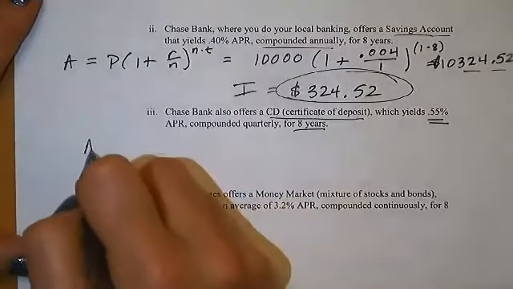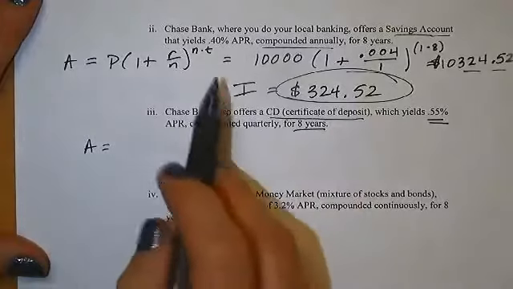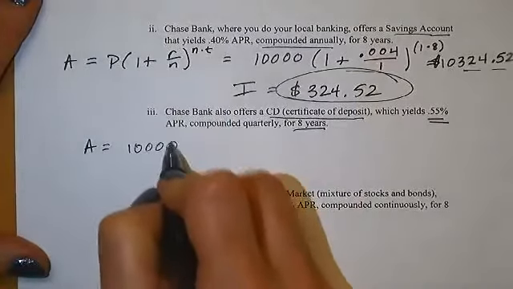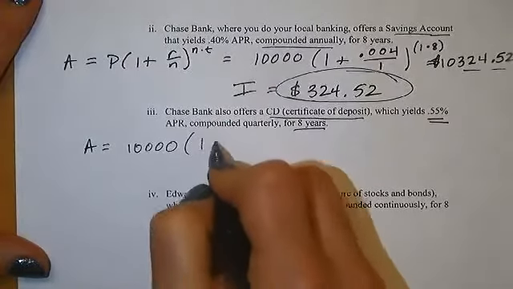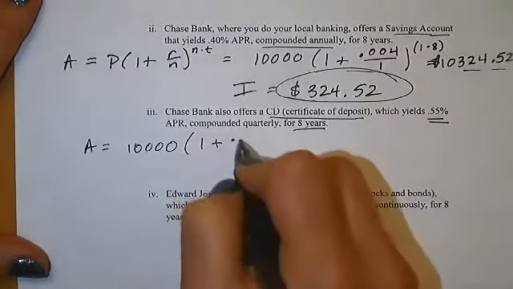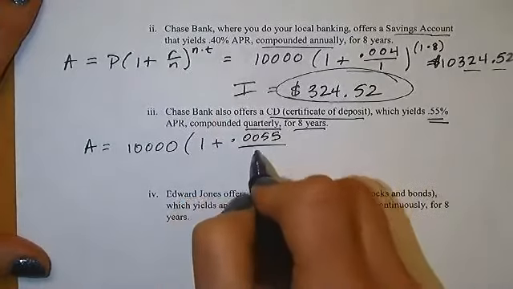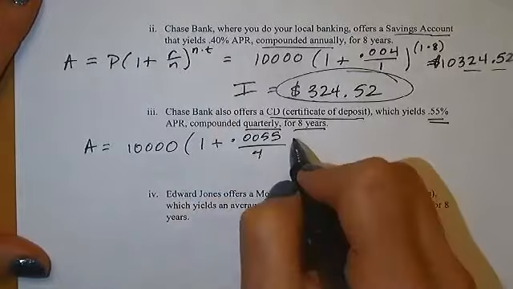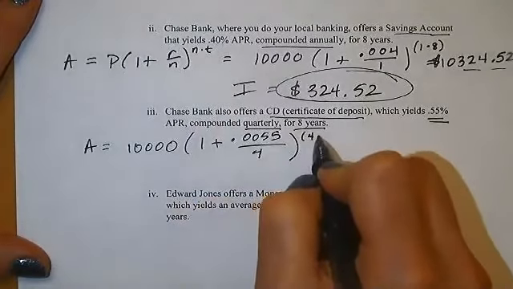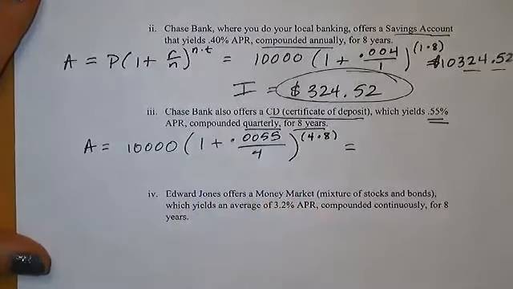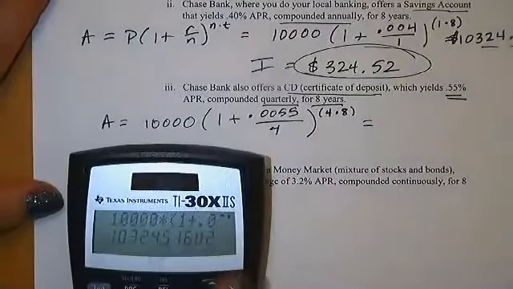So let's go ahead and figure out what our future balance would be. We're going to use the same formula. So we have our principal of $10,000 times 1 plus our interest rate. But we're going to compound this quarterly, which means 4 times a year. So that's going to be raised to the power of 4 times 8. So we're going to put that into our calculator. We're going to figure out what our future balance will be.